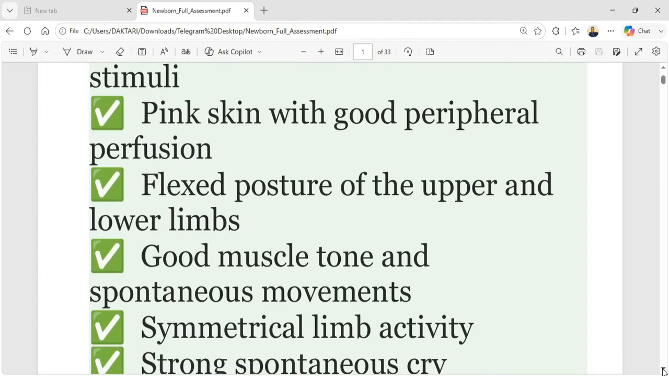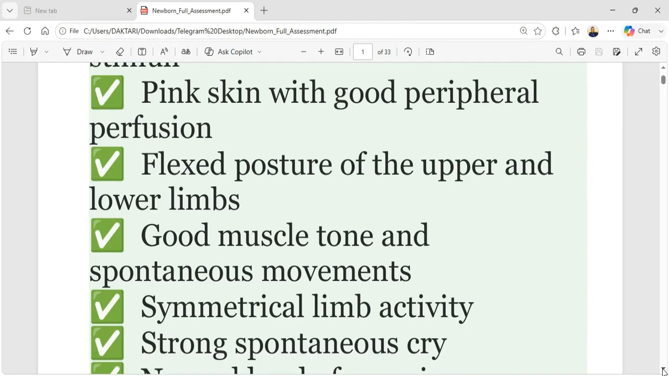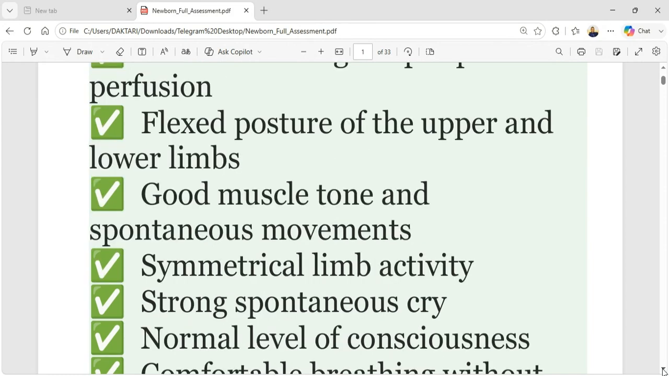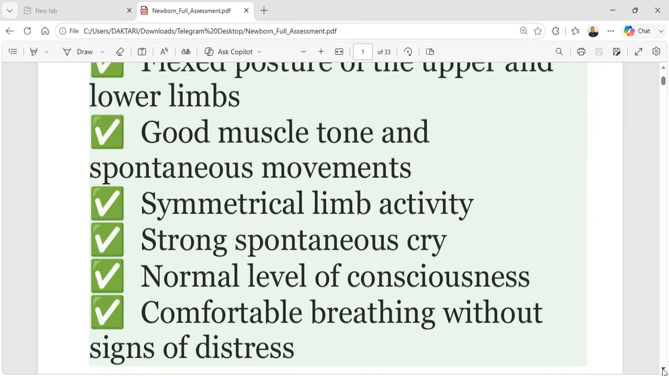Then good muscle tone: we try moving the limbs and see if the baby is opposing the energy that you apply to the limbs. So the muscle tone, we can grade from 1 to 5 basically. We have the least, where the baby cannot resist, and you are the one controlling the limb while moving it without the baby's interference, okay? Check on spontaneous movement, symmetrical limb activity, strong spontaneous cry.